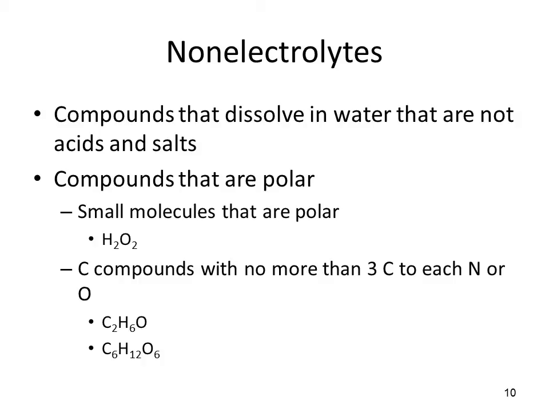These are some examples of carbon compounds that are non-electrolytes. They will dissolve in water. The first one is ethanol. Ethanol has 2 carbons for 1 oxygen, so it's quite soluble in water. If I look at glucose, the next one, it has 6 carbons to 6 oxygens. It's a 1-to-1 ratio there. Glucose is very soluble in water also.